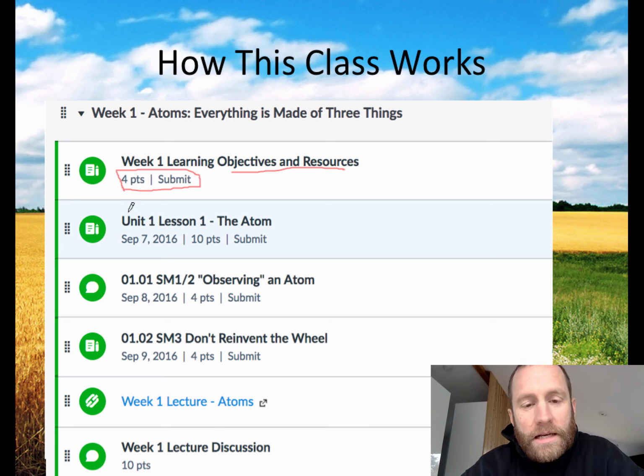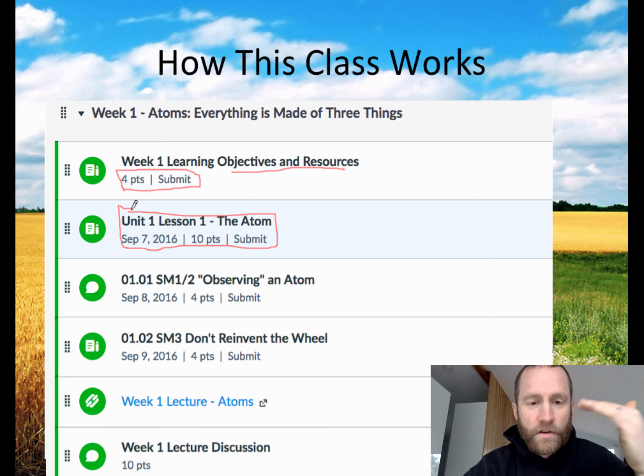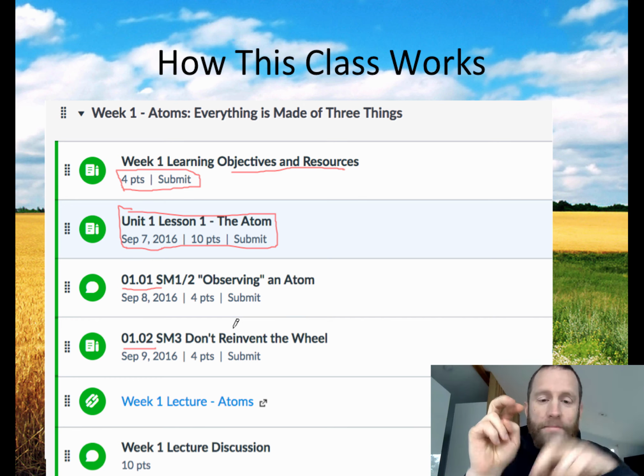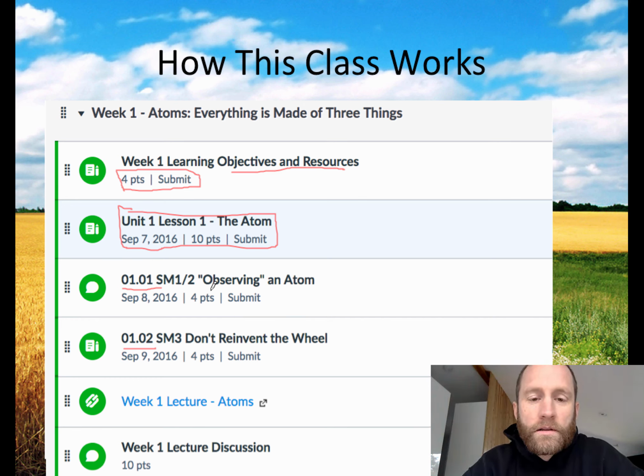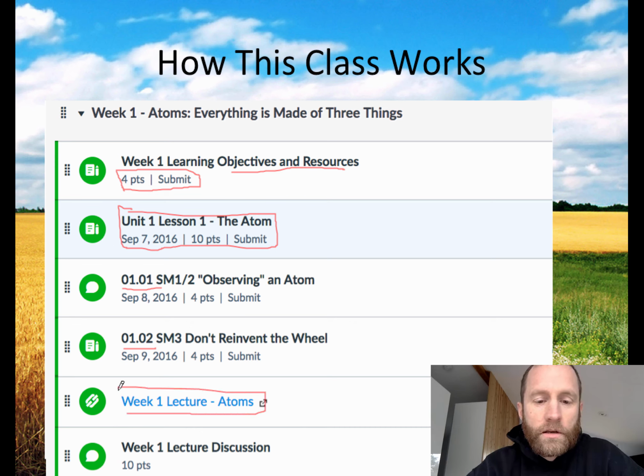And then you'll have some lessons that will have questions that will go into your notes document. And you'll have to begin filling out the notes document and filling in the blanks, answering the questions that are there. And then the assignments that start with numbers like this are going to be what I call scientific method or lab assignments, where you're working on the steps in the scientific method, learning how to think like a scientist. And then lastly, you'll have a lecture each week and then a lecture discussion.